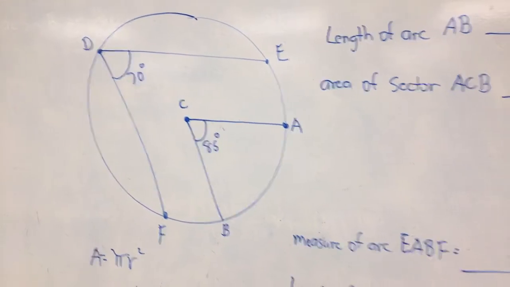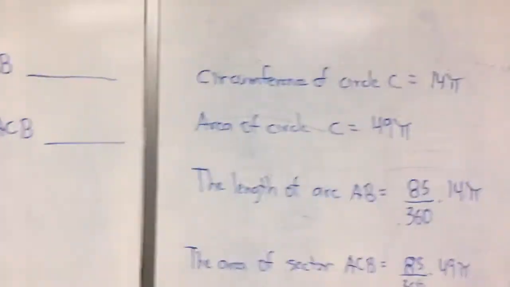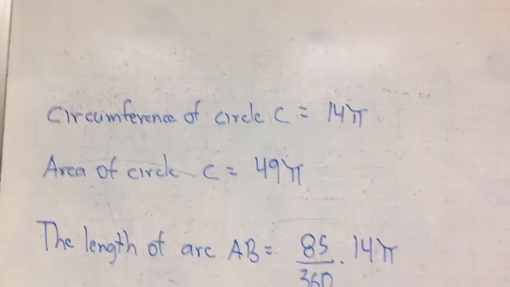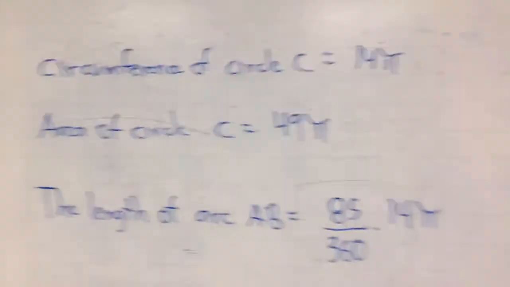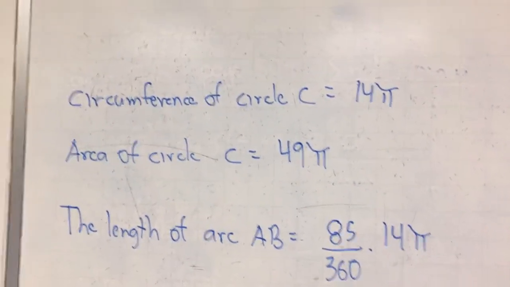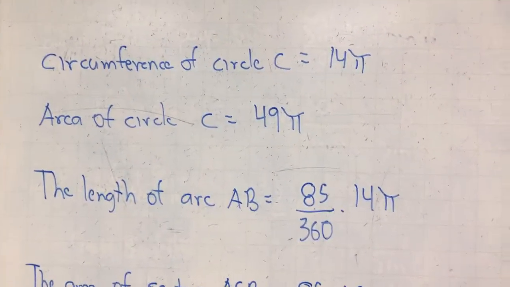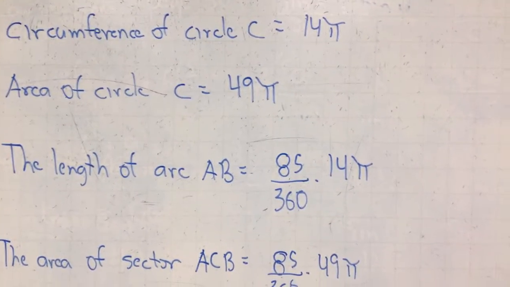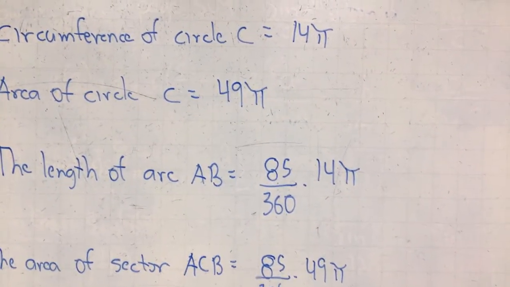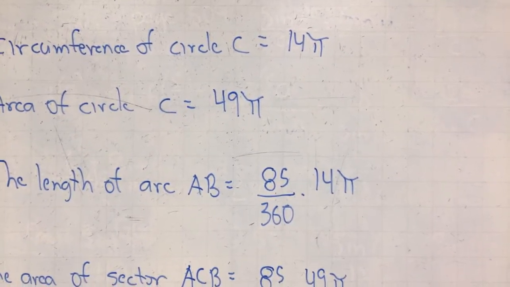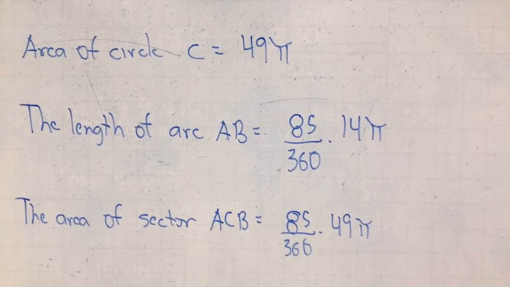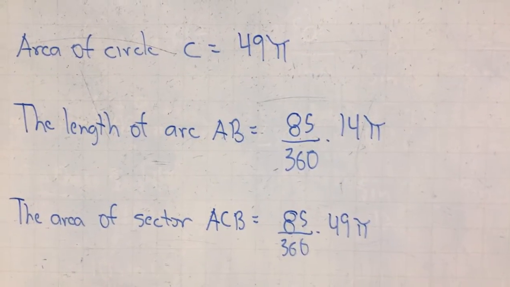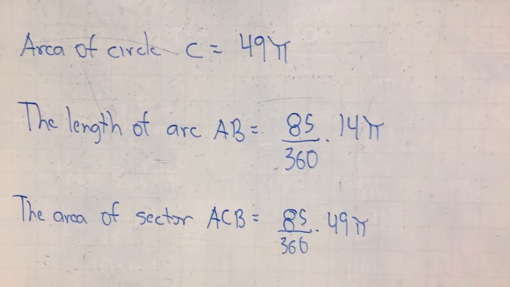I'm only trying to find a part of it, so let's find the circumference. Well, it's 14 pi. The area of the circle, pi r squared, is 49 pi. I haven't multiplied these out, but you can do that. The length of arc AB is 85 360ths times the circumference. The area of the sector, I'm trying to find a portion of the area, 85 360ths of the area.